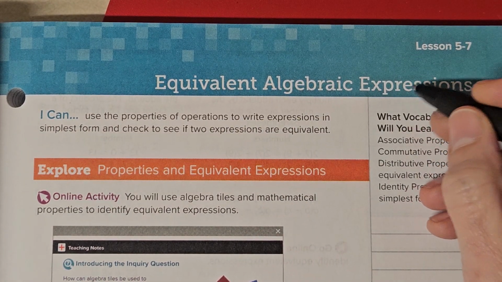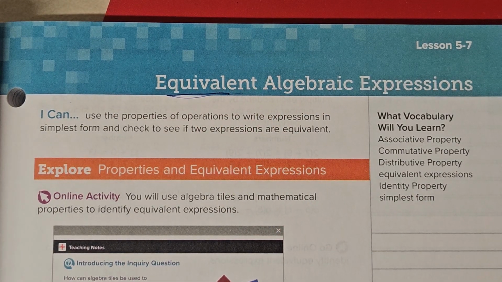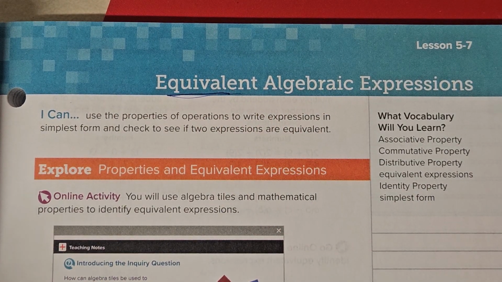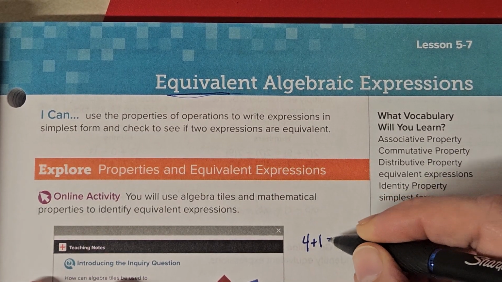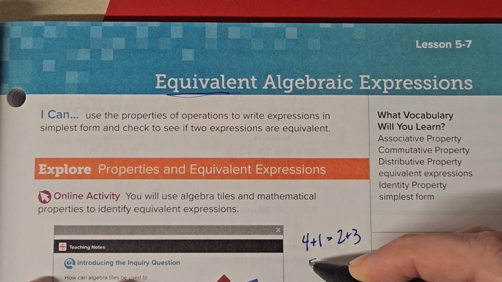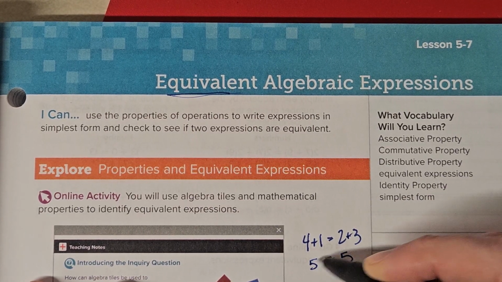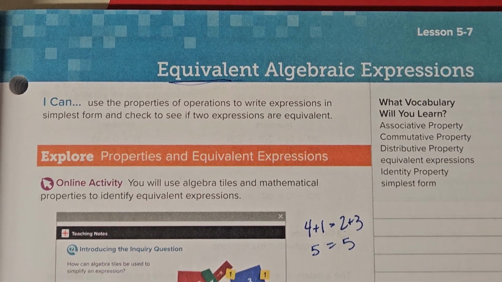So remember, expressions usually don't have an equal sign, but equivalent means they are going to have an equal sign between them. Like when you're a little kid, you might see something like 4 plus 1 is equal to 2 plus 3, because 4 plus 1 is worth 5 and 2 plus 3 is worth 5. And that makes these equivalent expressions. They're the same value as each other.